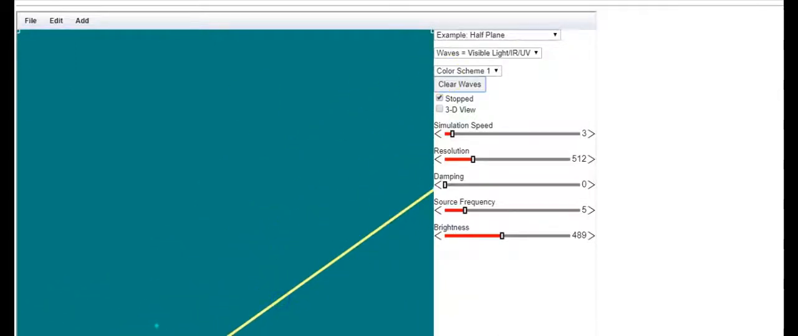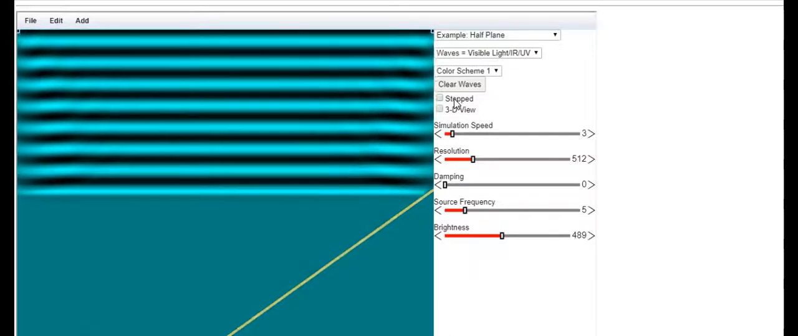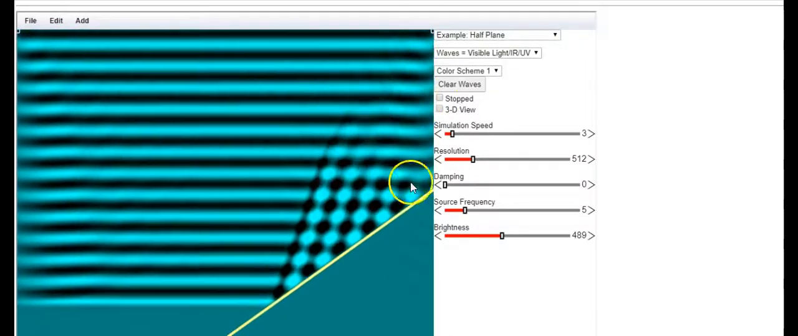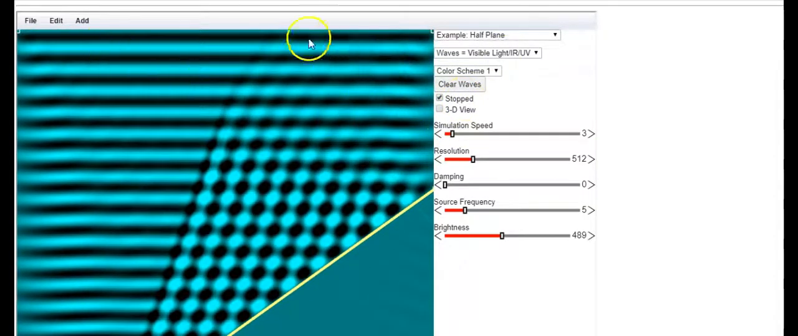This is a boundary. The wave crests are flowing down the page. They will hit this barrier and then they will bounce off the barrier. That's reflection at an angle equal to their incidence. Let's take a look at that. There you go. Let me stop the wave for you. So you can see that these waves travel and hit the surface, and once they hit the surface, they bounce off at an angle equal to the incident angle.